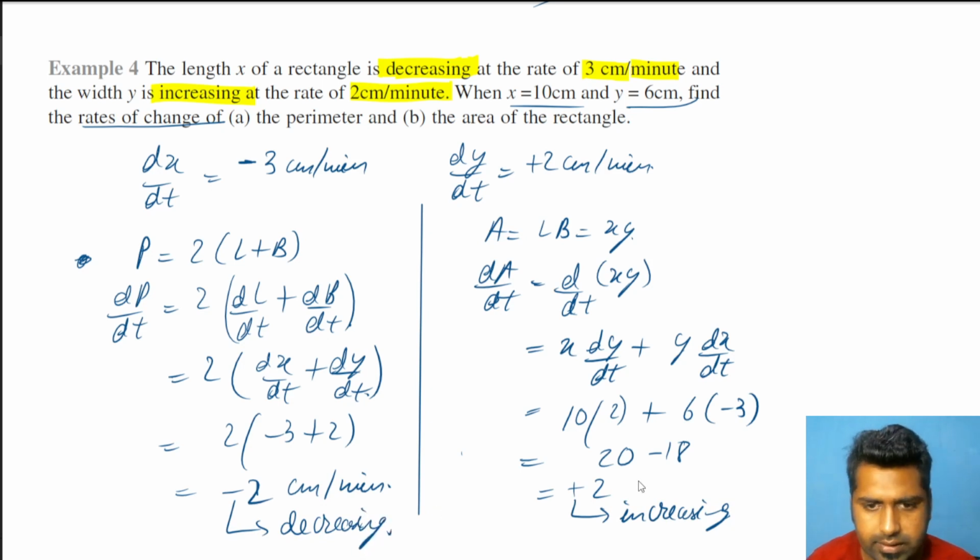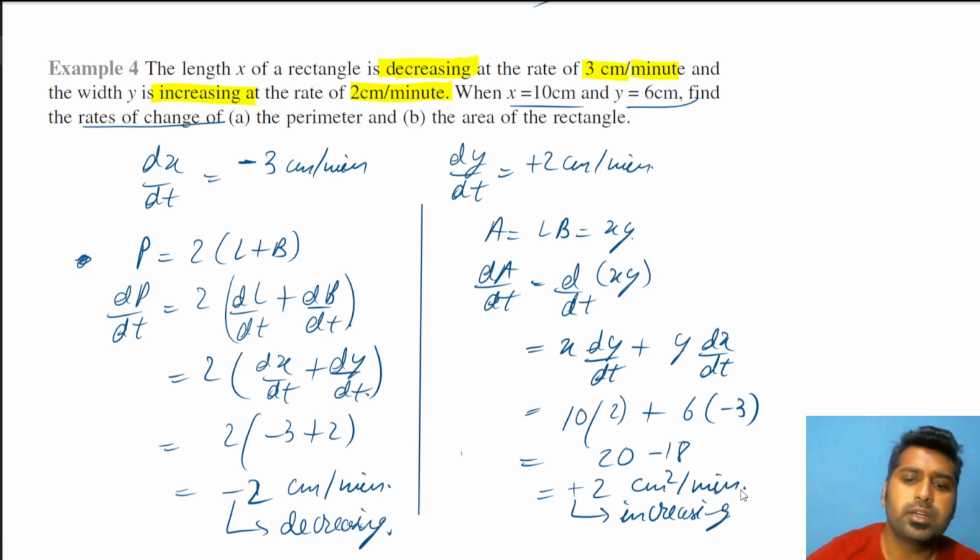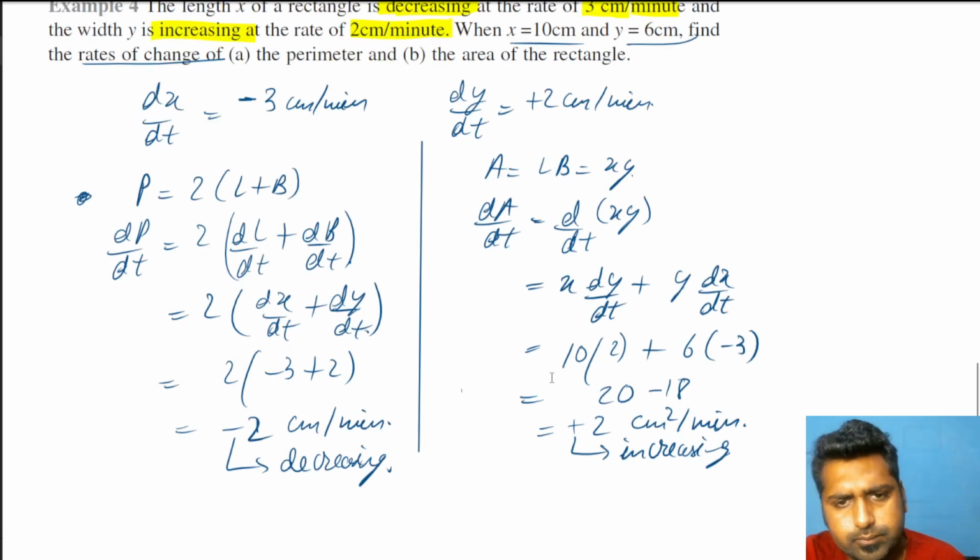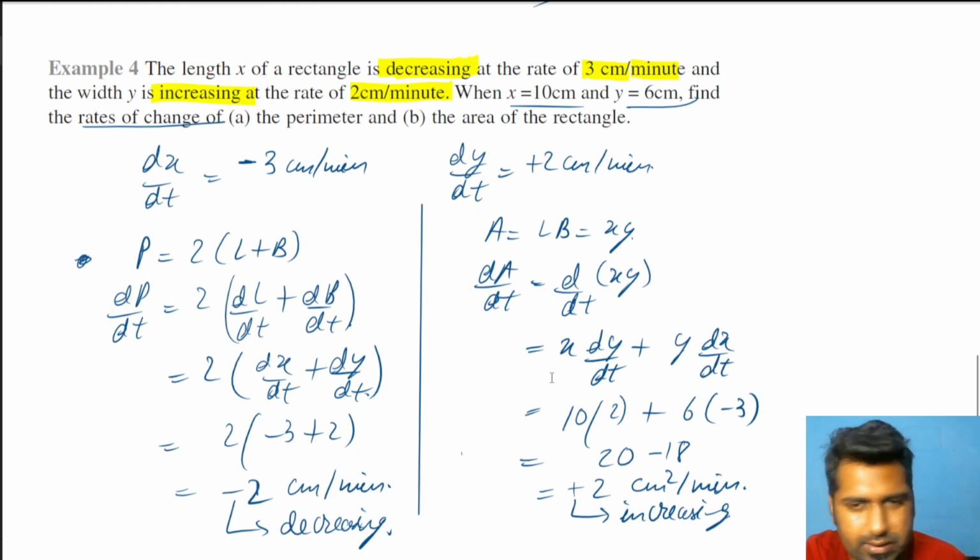Okay. Area, the unit will be centimeter square per minute, because time here they have taken in minutes, so we'll write in minute. No need to convert into seconds, nothing like that, unless and until the options are created like that.